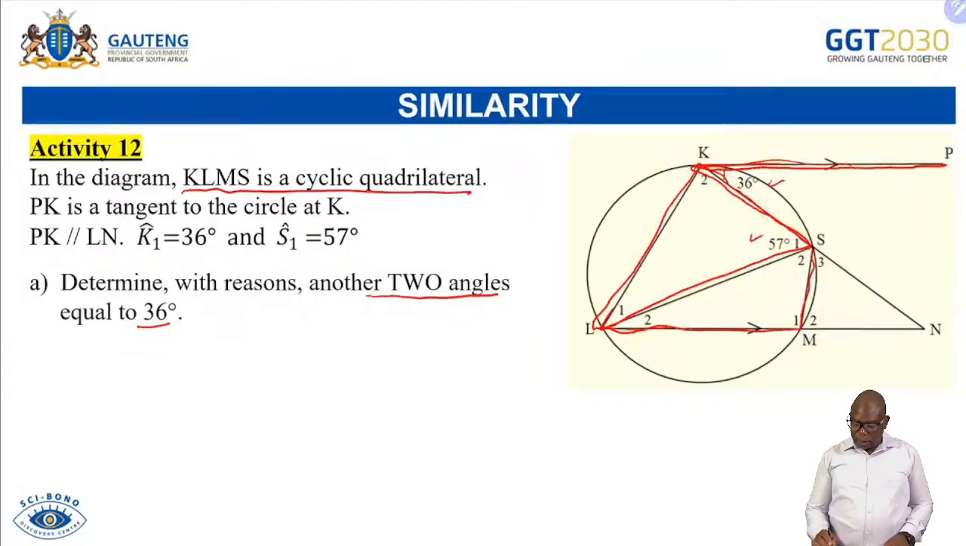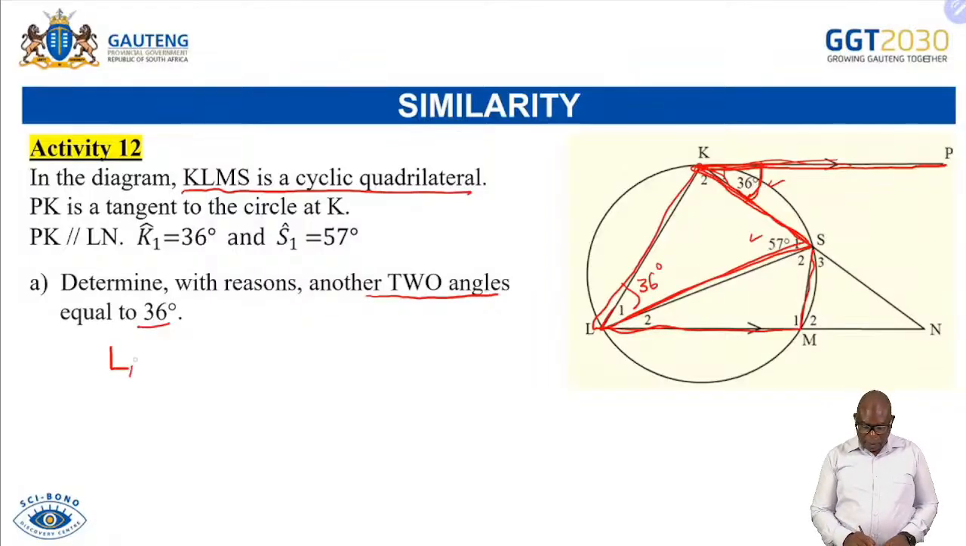Let's check quickly. So this angle here is between the tangent and the chord, meaning that L1 will be 36 degrees. L1 will be equal to 36 degrees. The reason will be: angle between the tangent and the chord. We call it the tan-chord theorem, all right?